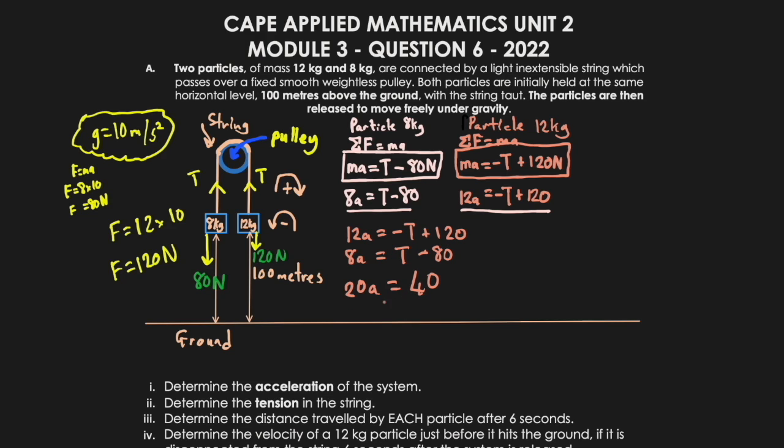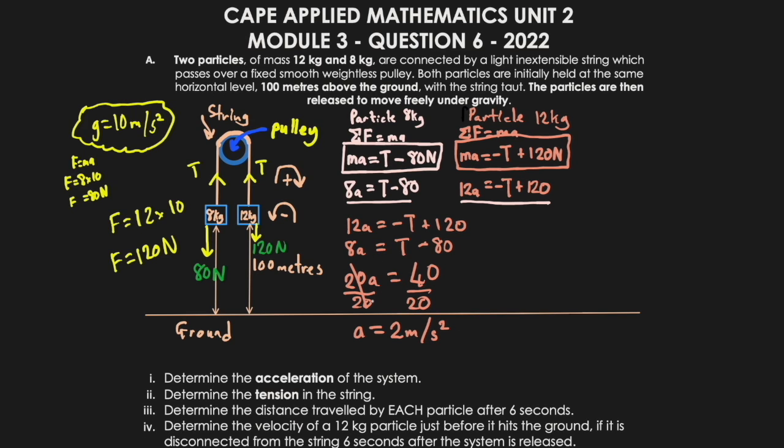So if I want to solve for a now, I just need to divide both sides by 20 and I'll get the value of a. So in this case, the acceleration, once the system is released, would be equal to 2 meters per second squared. Now we could find the tension.